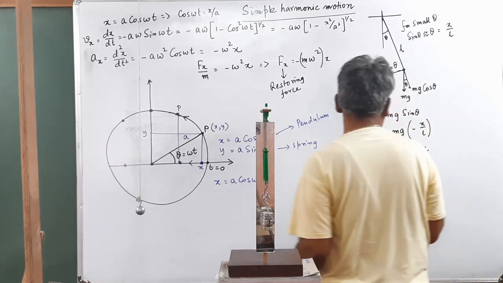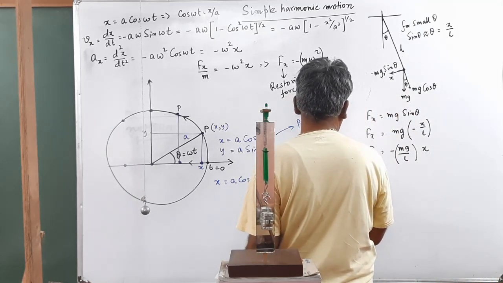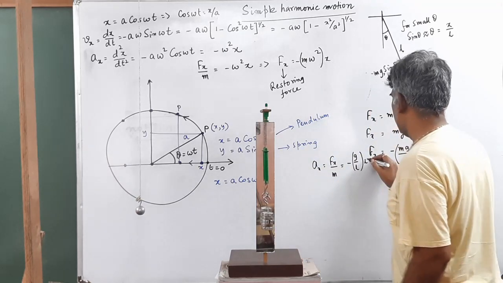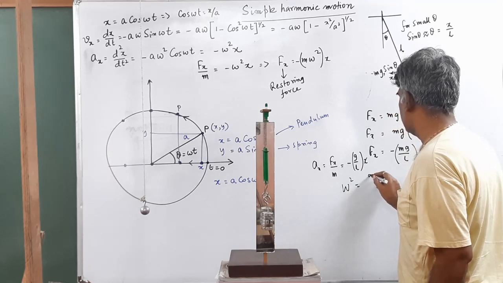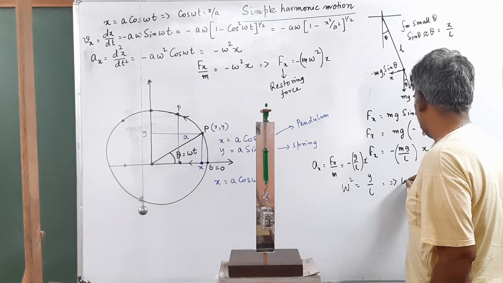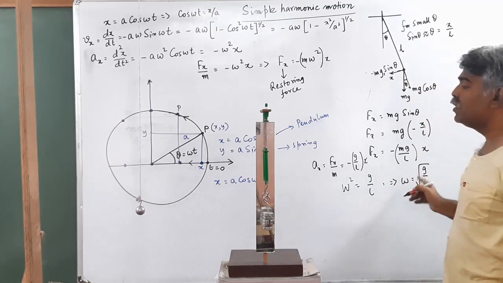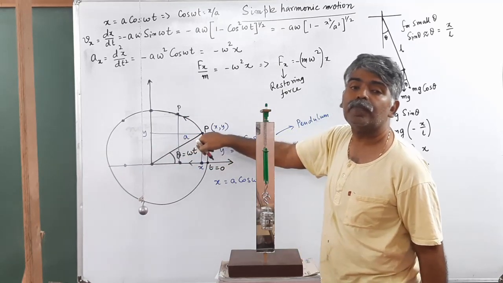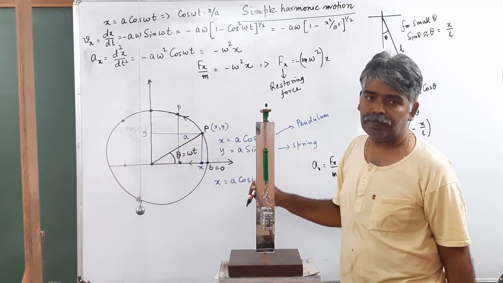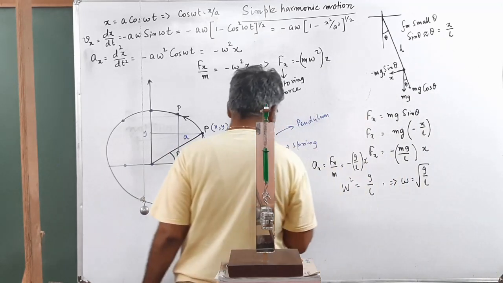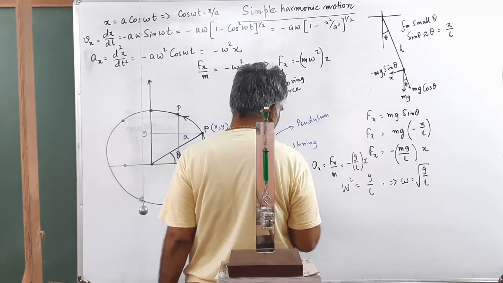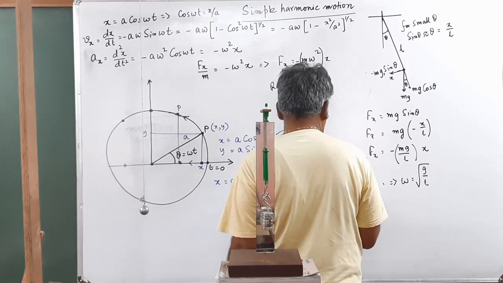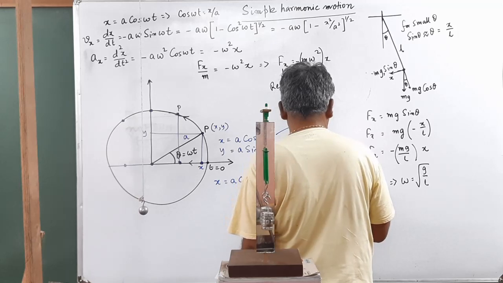Now you can easily find omega. How will you find omega? What is a_x? That is F_x by m, which is minus g by L times x. So omega squared is g by L, and this implies omega is root over g by L. This omega is the angular velocity of the particle whose projection I am interested in, and this projection is actually the SHM. So what is the time period? T equals 2 pi by omega, which is 2 pi root over L by g. This is the time period of SHM, and this is the condition for SHM.